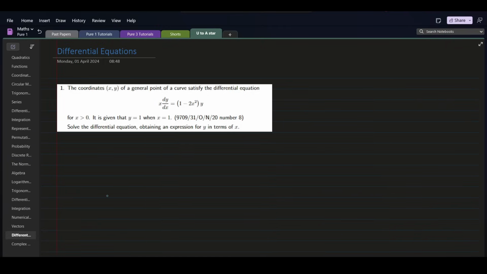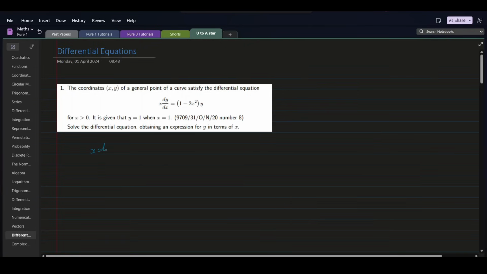Welcome to the differential equations section of our Pure 3 crash course. Let's dive right in. The coordinates x, y of a general point of a curve satisfy the differential equation x dy/dx is equal to 1 minus 2x squared times y. For x greater than 0, it is given that y equals 1 when x equals 1. Solve the differential equation obtaining an expression for y in terms of x.